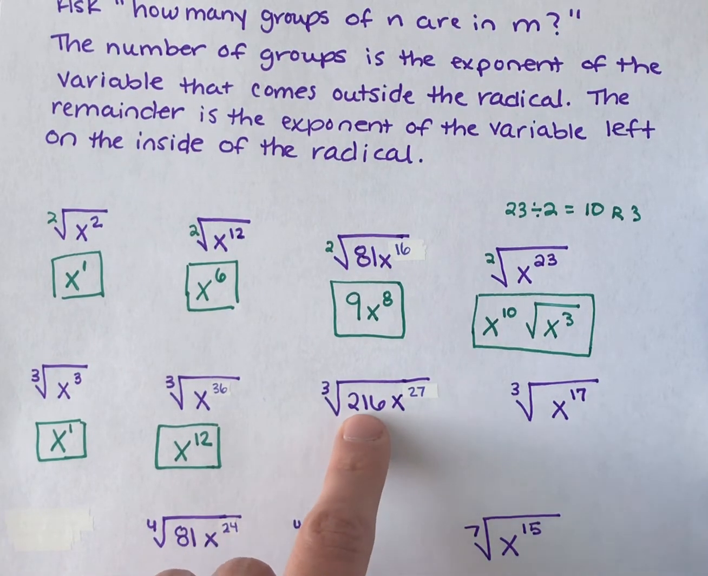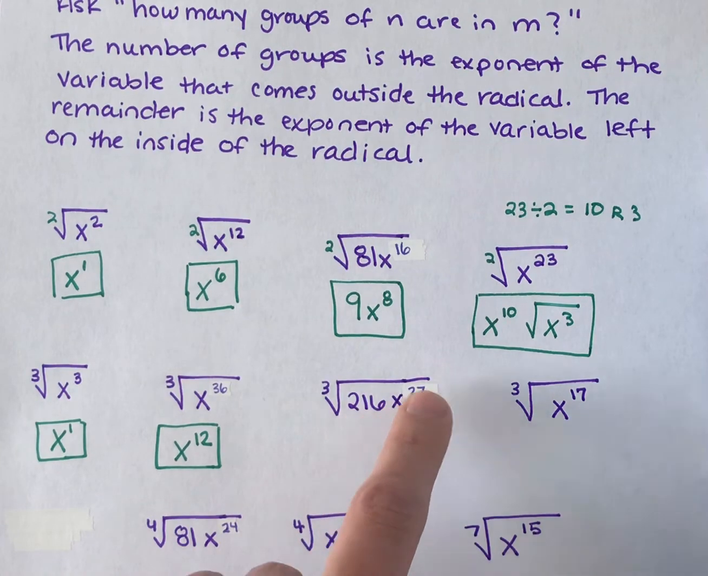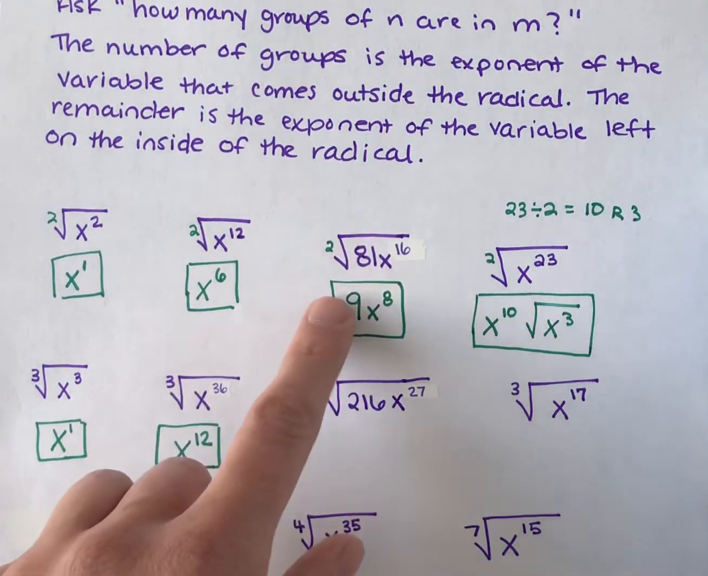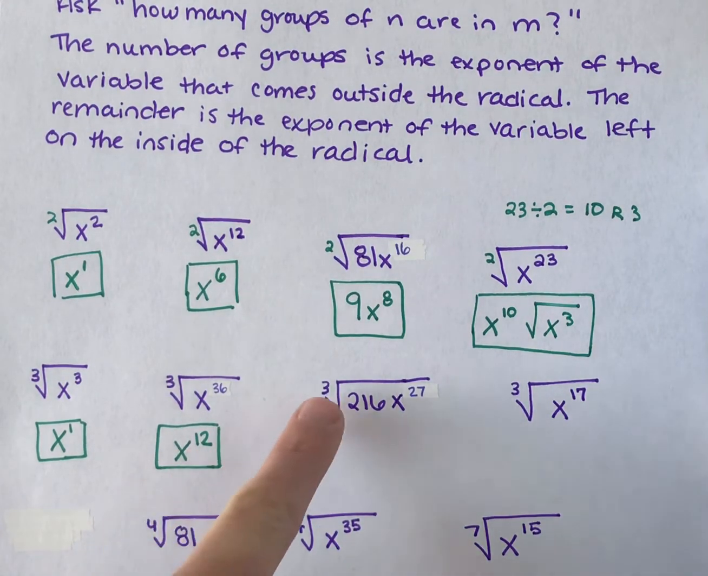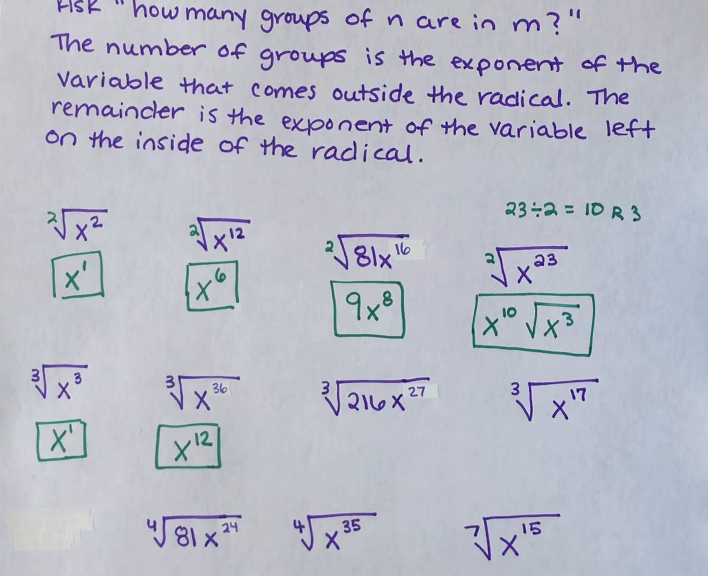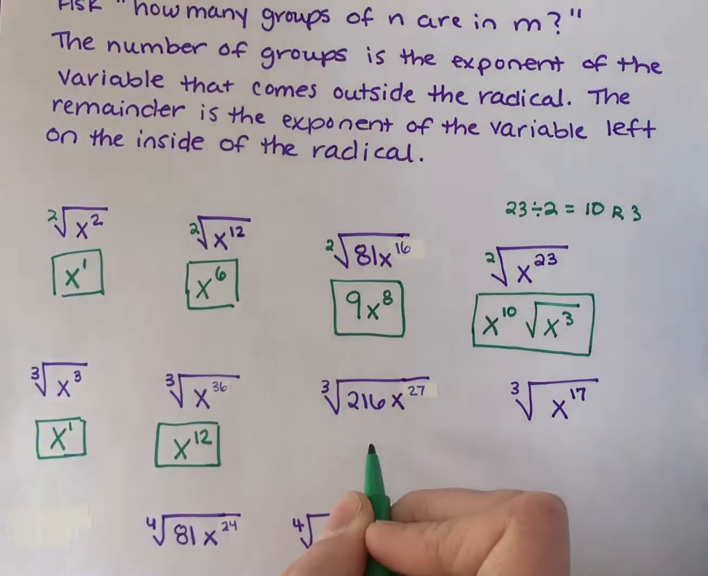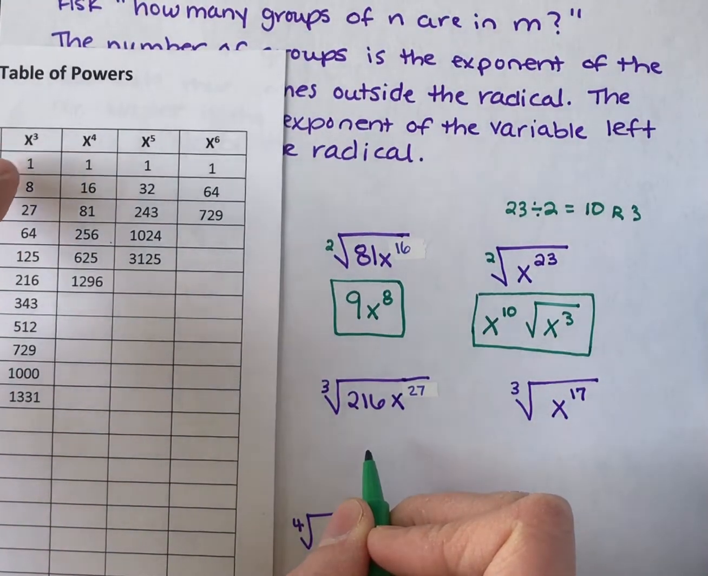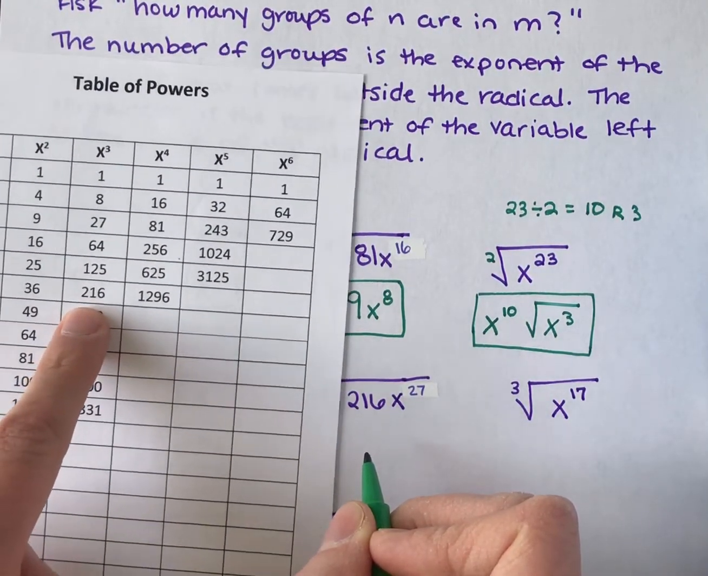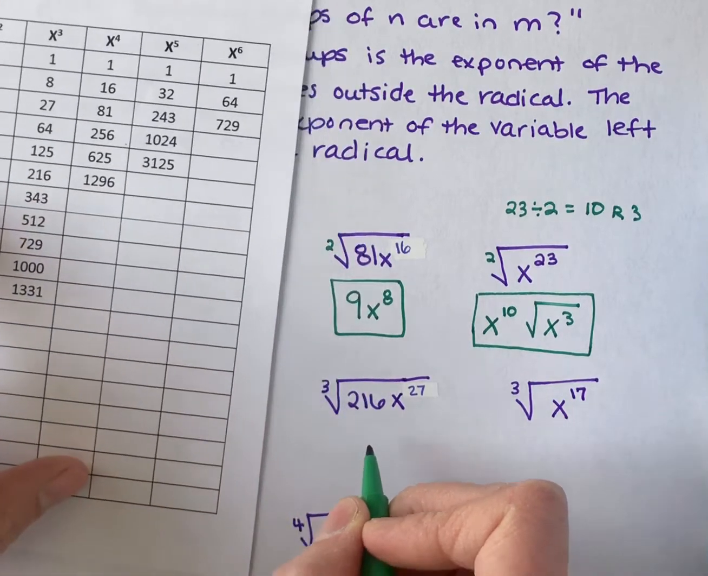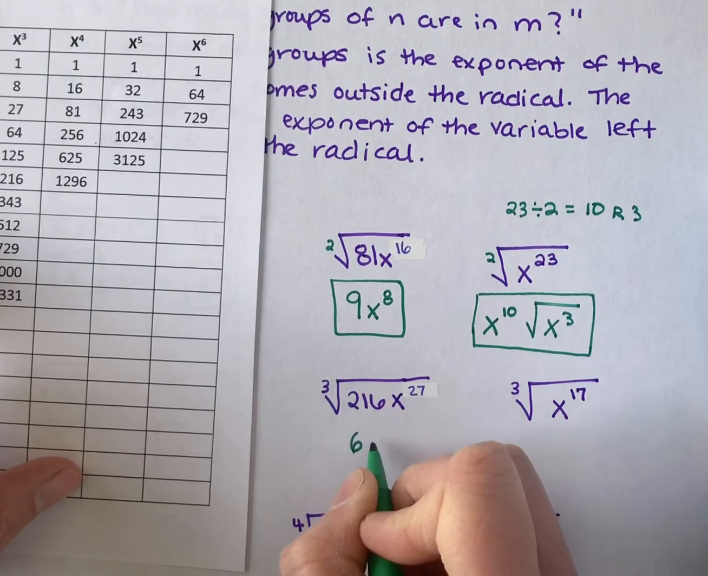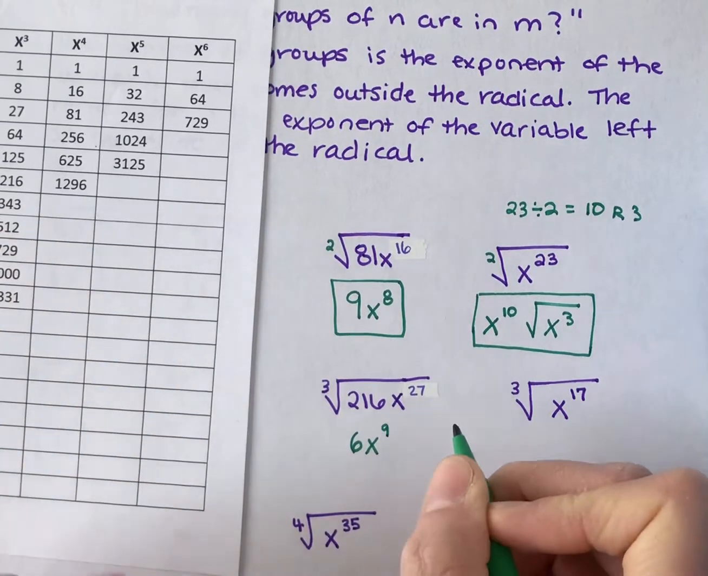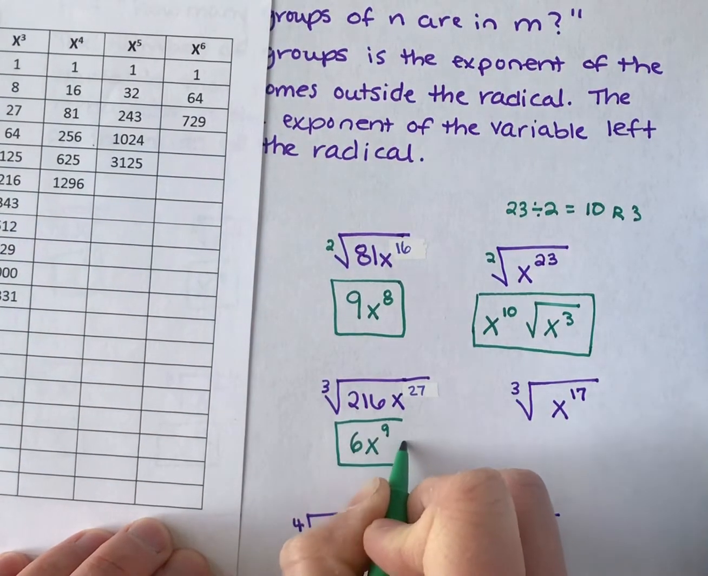The cube root of, I'm going to add a number inside, 216, x to the 27th. So why don't you simplify it the same way you did up here. Take a minute, use your table of powers if you need to, and simplify the cube root of 216, x to the 27th. Okay, and hopefully if you're using your table of powers, the cube root of 216 is 6. And 27 divided by 3 is 9, no remainder. So my final answer here is 6x to the 9th.